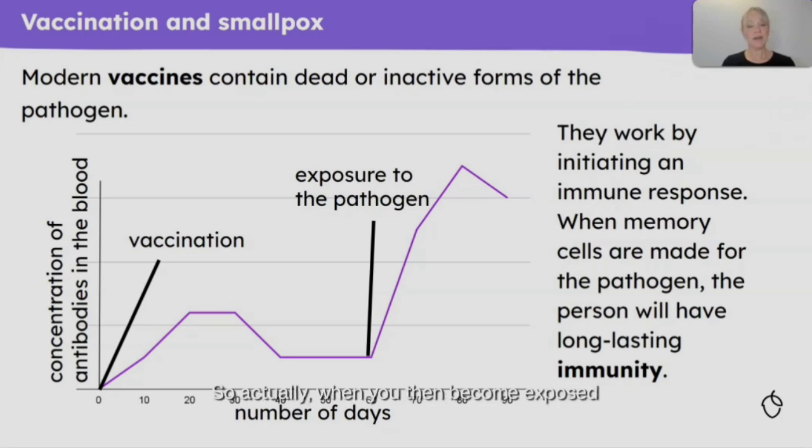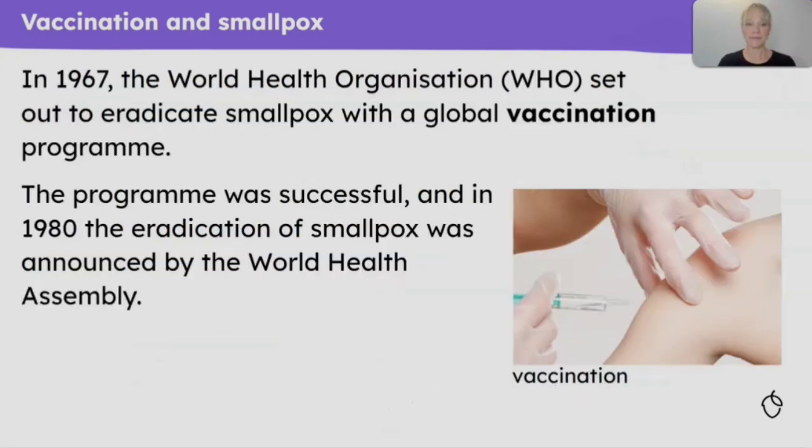So actually, when you then become exposed to the real pathogen, you can see there on the graph that we get a really, really quick and fast spike of those antibodies in our blood. So we're able to get rid of that pathogen much faster than if we'd never been exposed to the antigen before, and therefore we do not become ill or feel poorly.